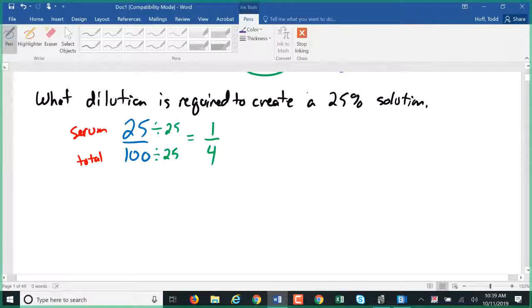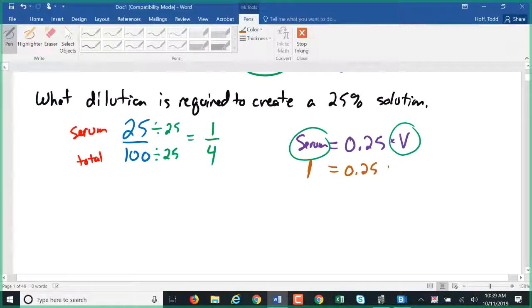Or alternatively, we could have used that concentration formula again. 25% means 0.25 concentration. Problem is, we don't have either of these numbers, the serum or the total volume. It's a little clumsier to work with. What we would have to do is just pick a number for one of them. I might pick 1 for the serum, and then solve for what the volume has to be. Now, in this case, it works out nicely because 1 divides by 0.25. If it doesn't, then it's a little bit uglier to deal with.